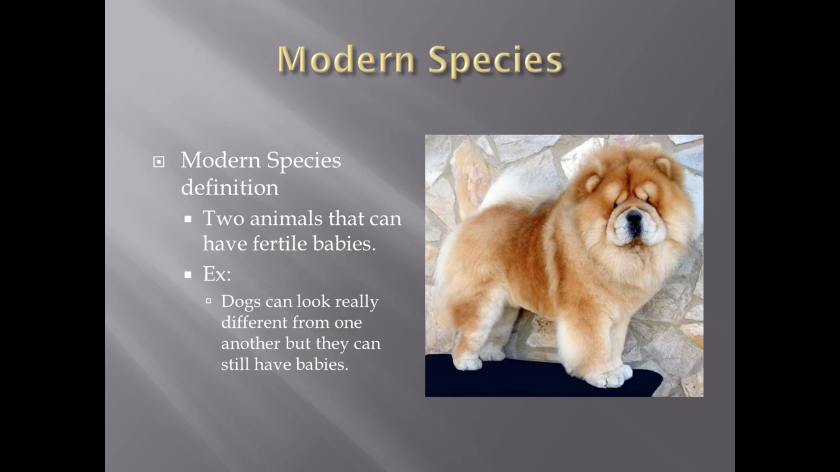Now, that's not true of some animals. Let me give an example. If I take a lion and a tiger and make them have a baby, we get an animal we call a liger. A liger cannot have babies. It is not able to make gametes, gametes being like sperm cells and egg cells, so it's infertile. So we don't consider lions and tigers as part of the same species because they can't have babies together that will work in the long term.